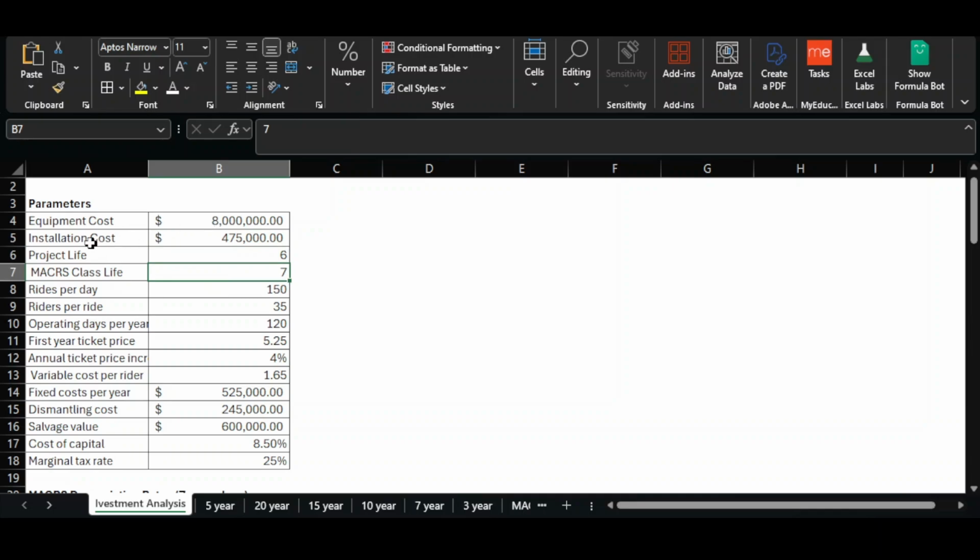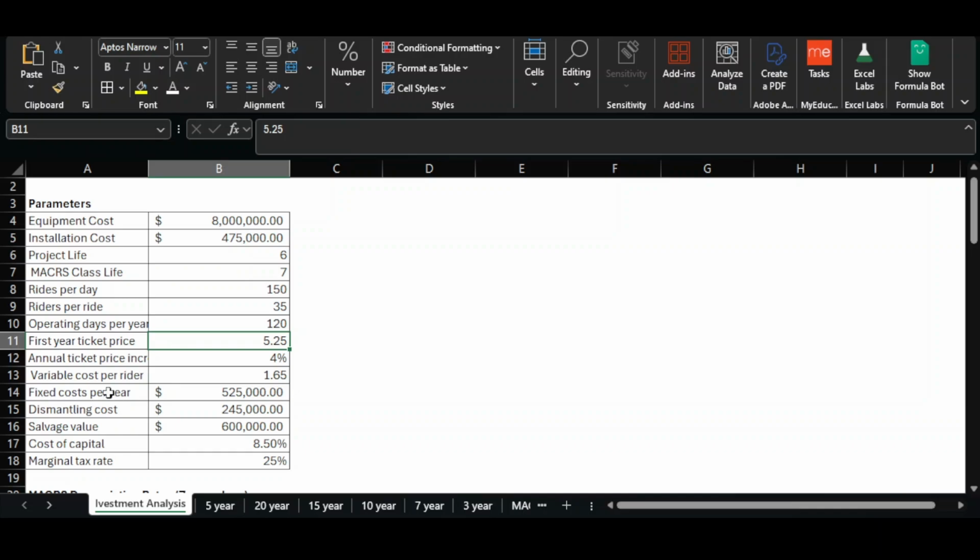So that's equipment cost, installation cost, project life, which is 6, which is also in the paragraph. The class life in the depreciation system is class life number 7. And then there's a rides per day given variable. There's a riders per ride, which is 35. Operating days per year is 120 days. The first year ticket price given is $5.25. It was also given that the annual ticket price increase per year is 4%.